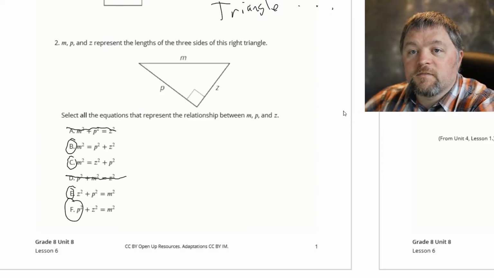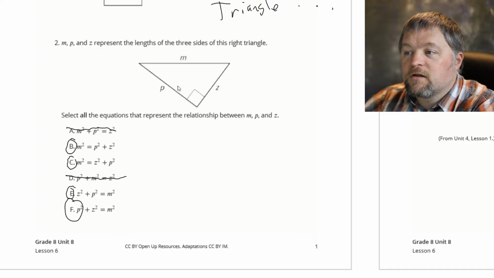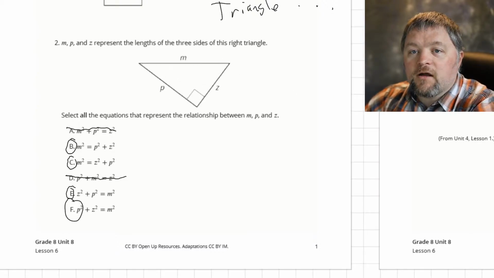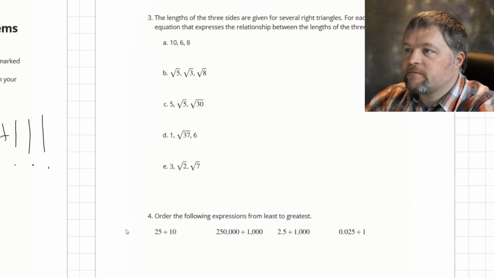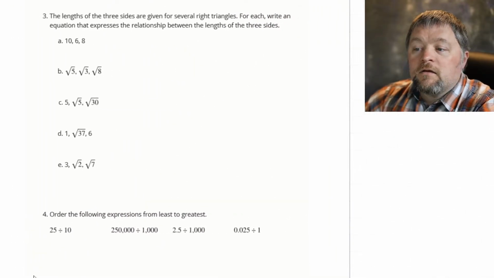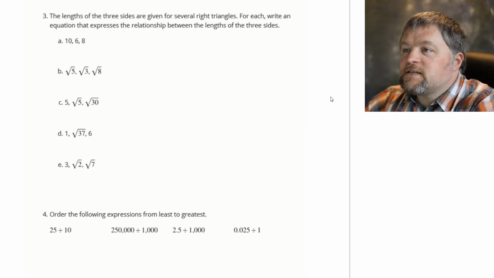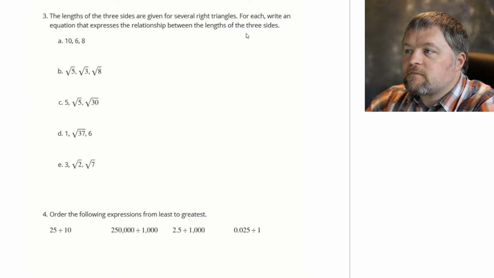Remember, for the Pythagorean theorem, we want the squares of the two legs added together to equal the square of the hypotenuse, the longest side. Question 3. The lengths of the 3 sides are given for several right triangles. For each, write an equation that expresses the relationship between the lengths of the 3 sides.